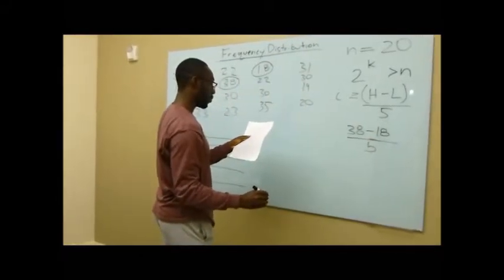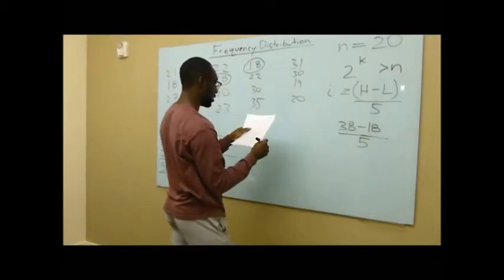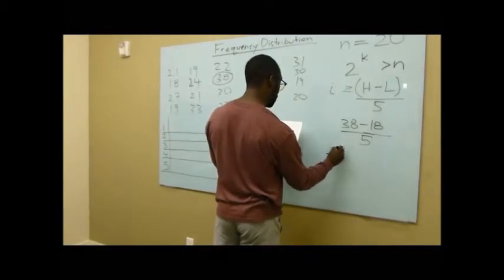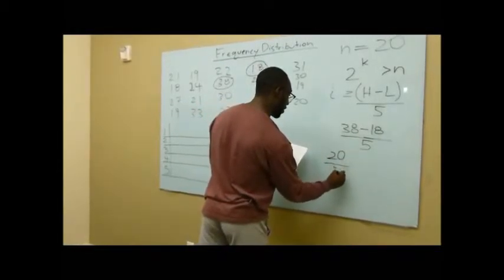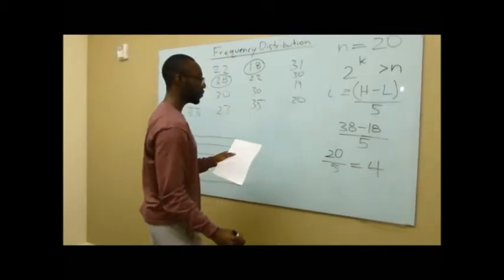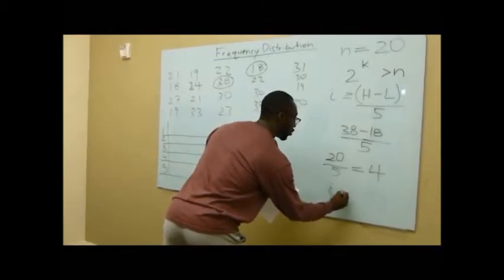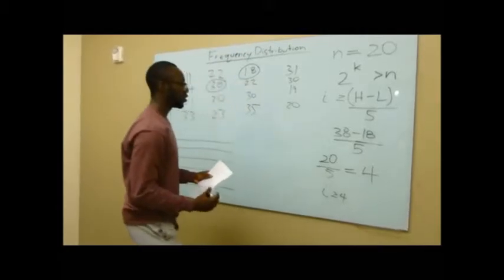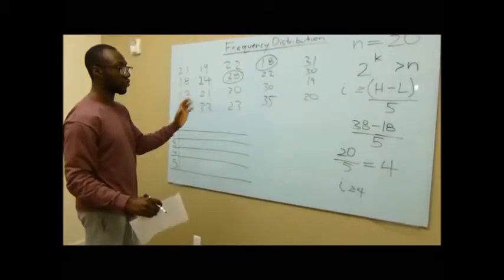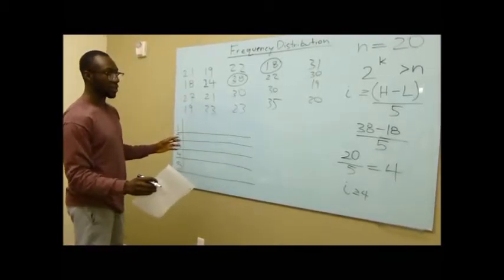And what we get is, well, 38 minus 18 turns out to be 20, divided by 5. And our answer is 4. So the interval is going to be greater than or equal to 4. So what this means is the separation between the numbers is going to be either greater than or equal to 4. We don't want it to be less than, because that will mess up our data.